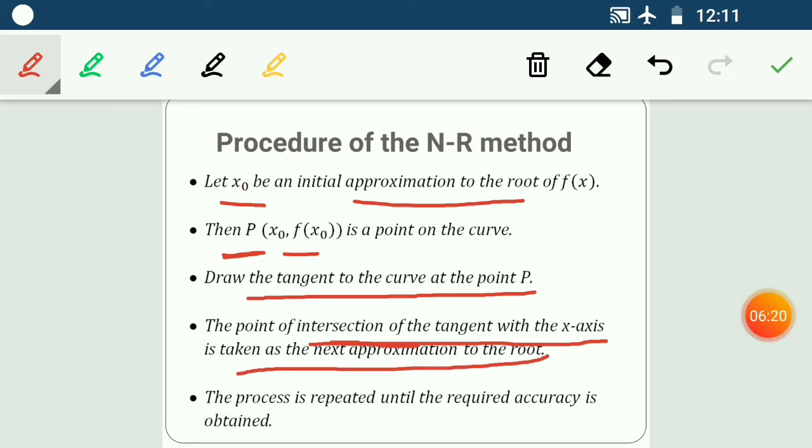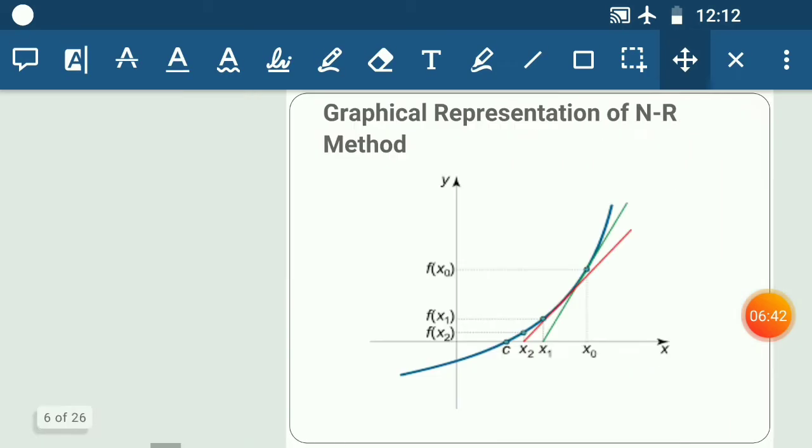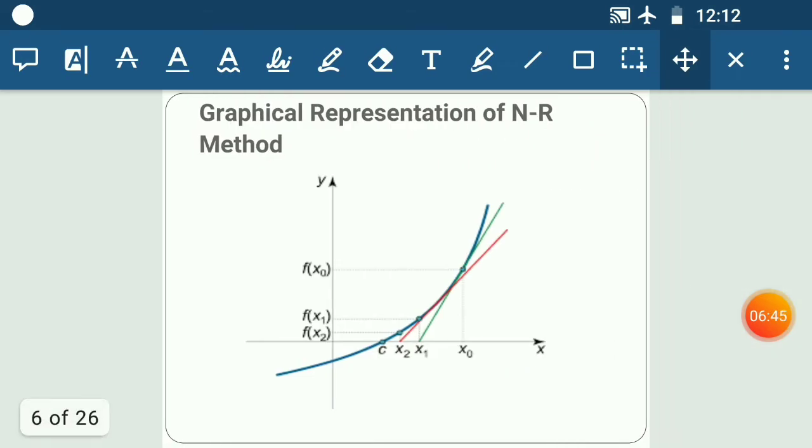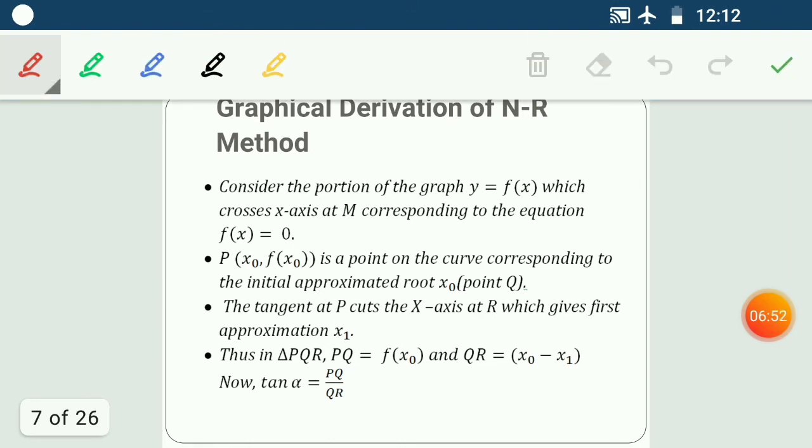Okay, so the point of intersection of the tangent with the x axis is taken as the next approximation to the root. Okay, and what is next? We have to repeat this process until we get the desired accuracy, right? So this is the procedure for the complete Newton-Raphson method. So we have understood the graphical representation of the Newton-Raphson method and its procedure. Now let's have a graphical derivation of this method, how we will do it mathematically.